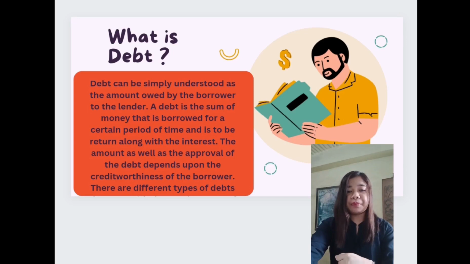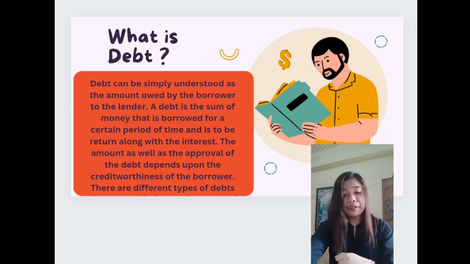So what is debt? Debt can be simply understood as the amount owed by the borrower to the lender. A debt is a sum of money that is borrowed for a certain period of time and is to be returned along with the interest. The amount as well as the approval of debt depends upon the creditworthiness of the borrower. So the sum that a person borrows from another is called a debt. Debt is an amount of money one borrows and has to pay back later. Everyone, be it an individual or a corporate firm, has a debt at least once in a lifetime.